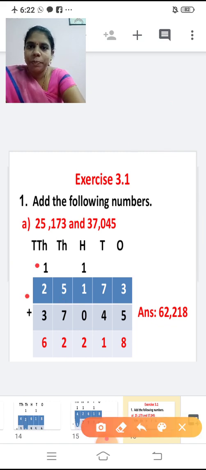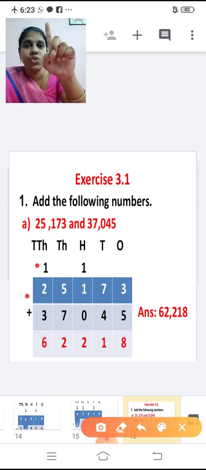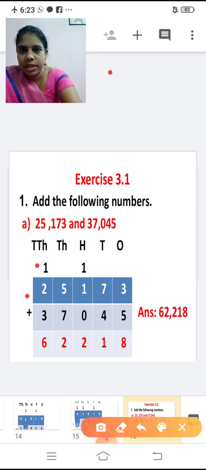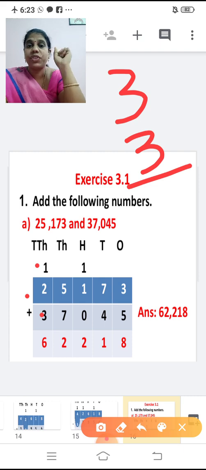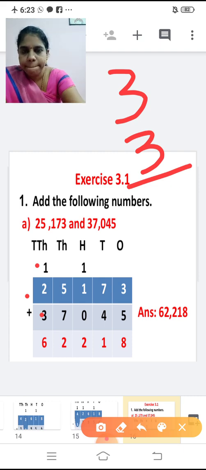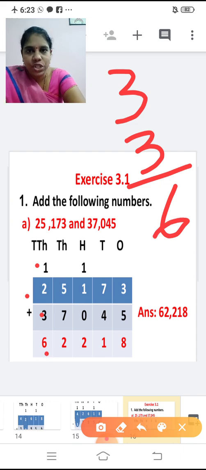1 plus 2. After 2, I'm going to add 1 number. 2 plus 1 is 3. With this 3, add this 3. 3 plus 3. After 3, keep 3 in mind. After 3, I'm going to add 3 numbers: 4, 5, 6. So write 6 in the 10,000 place. So the answer is 62,218.